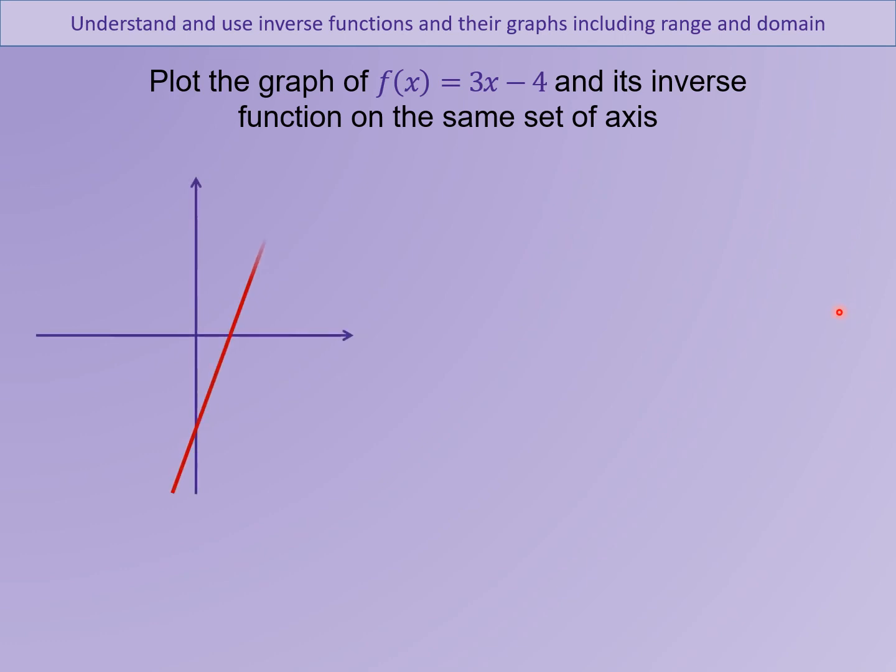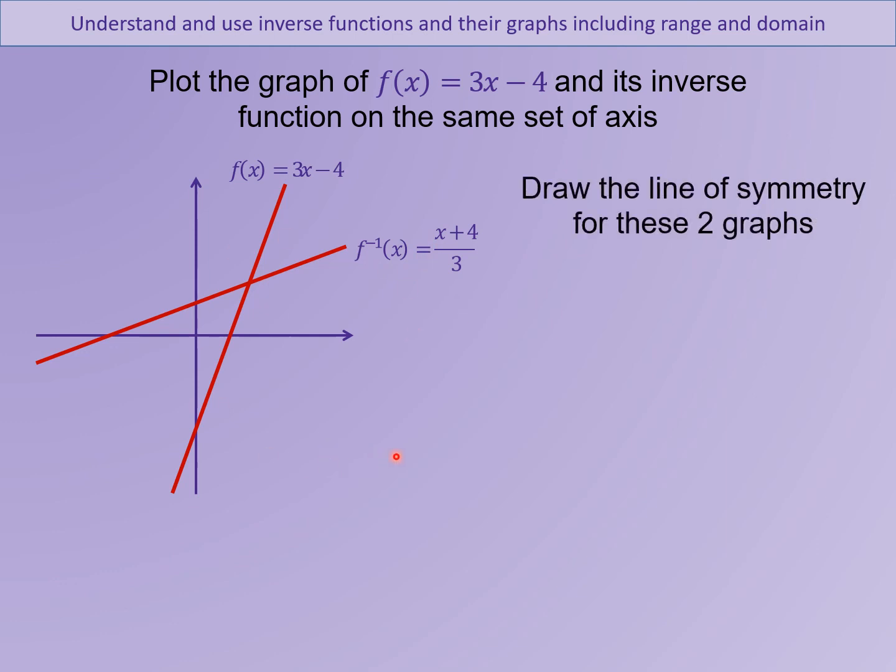Right, let's see how far you got and see if you spotted what I was looking for. So there's my two graphs. There's the original graph, the function f of x equals 3x minus 4. The other graph that you should have spotted is f to the minus 1 of x, which is x plus 4 over 3. And that's there. F to the minus 1 equals x plus 4 over 3. So I've plotted both of those on.